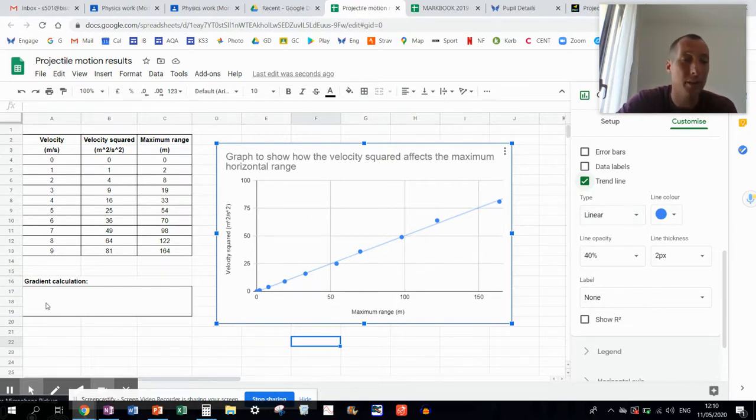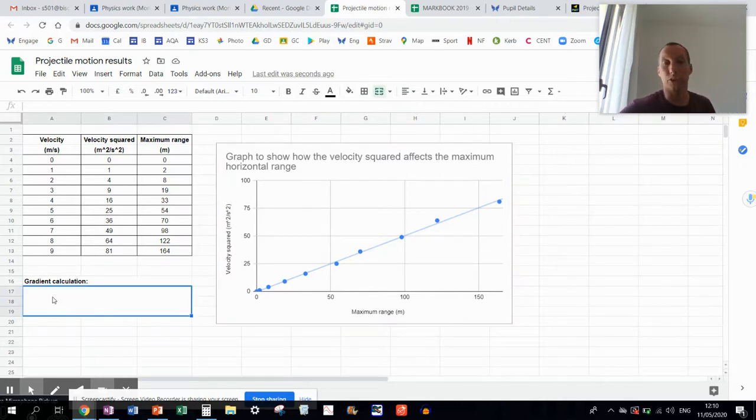Now, next thing we've got to do is carry out a calculation to check if the gradient is equal to g. Now, I know mine's not going to be because I've just made up these results. So remember, gradient is going to be equal to change in y over change in x, rise over run, whatever you choose to do. And I want you to show your calculation in the box here, okay? So then my rise in this one is going to be 75 divided by 150. So it's going to give me, in my case, 0.5.